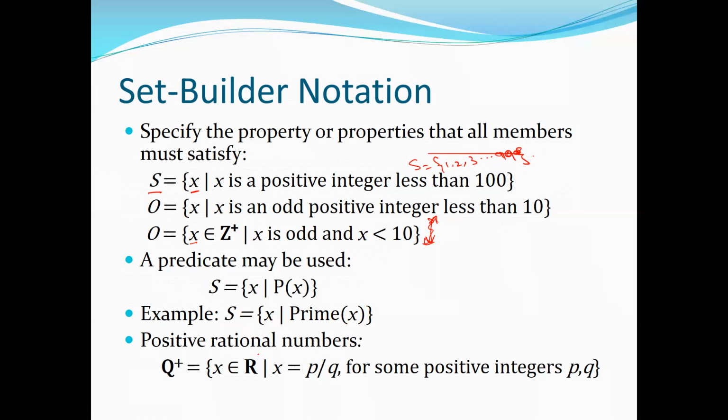For positive rational numbers, for example Q plus, the definition is X belongs to R, the real numbers, such that X is equal to p divided by q for some positive integers p and q. That is the definition of this Q plus, right?